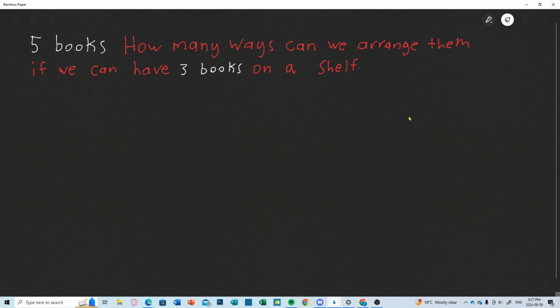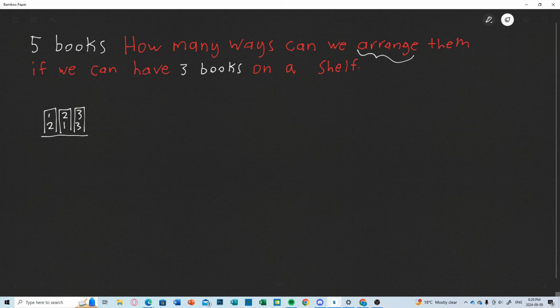Alright, so we have our first question, which is saying we have 5 books, and how many ways can we arrange them if we can have 3 books on the shelf? When I'm looking at this question, I see that we're going to see arrange. So that means that we're going to have 3 random books, so we're going to have 1, 2, and 3 on our shelf. But since we're having arrange, that means that our order will matter. Because if we have book 1, 2, and 3, but let's say we want to make this book 2, 1, and 3, this is a different arrangement of the books.